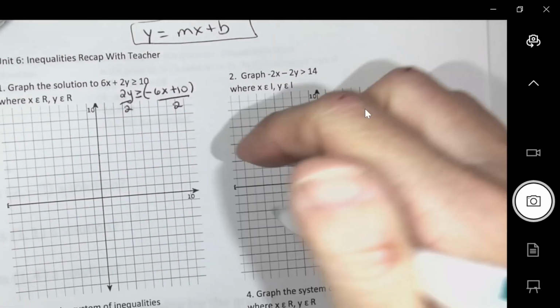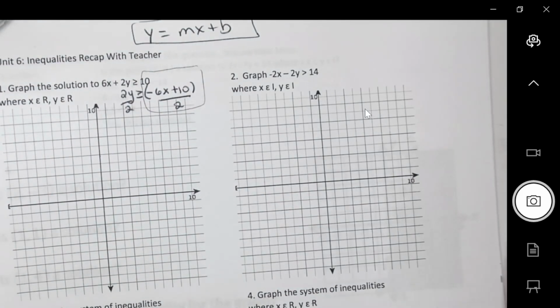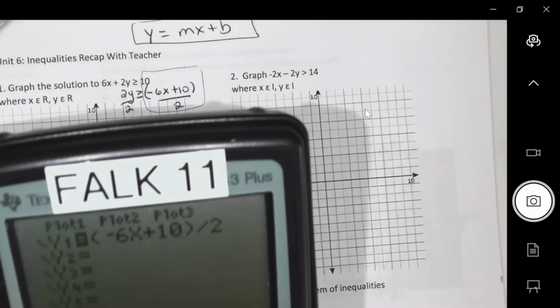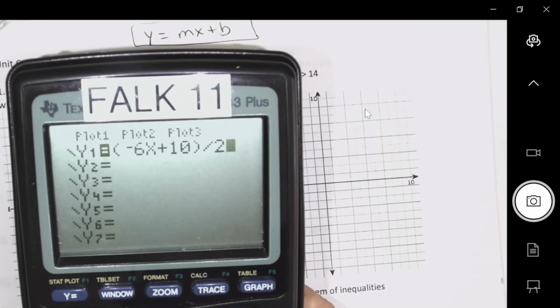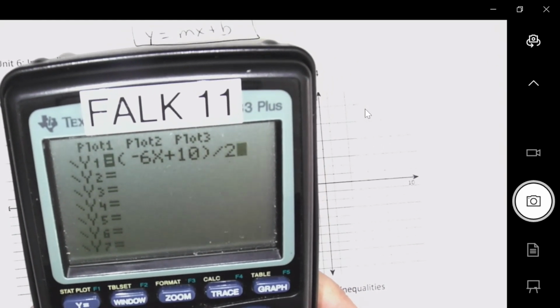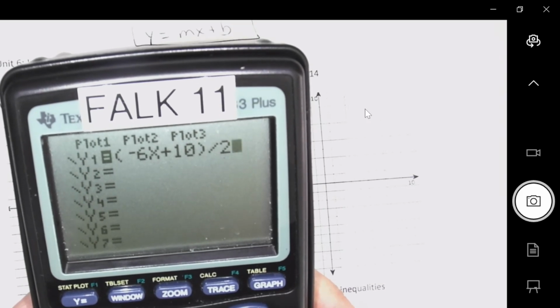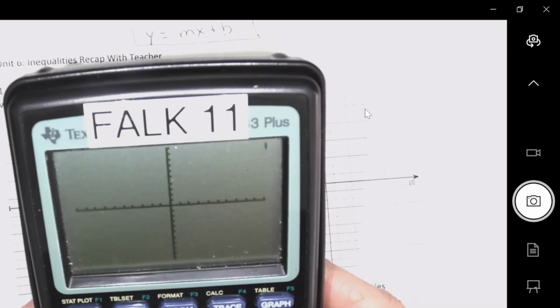So I'm going to type this into my calculator, my y equals. I'm going to do brackets and then that divided by 2. So I will let the calculator do the algebra for me. I moved the x, kept the 10, and divided by 2. Graph.